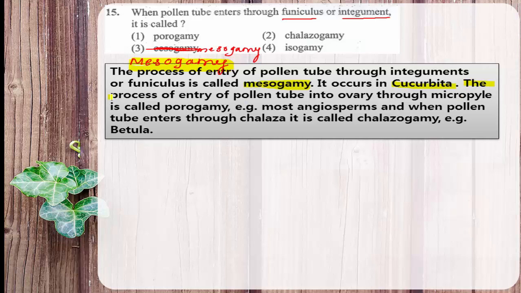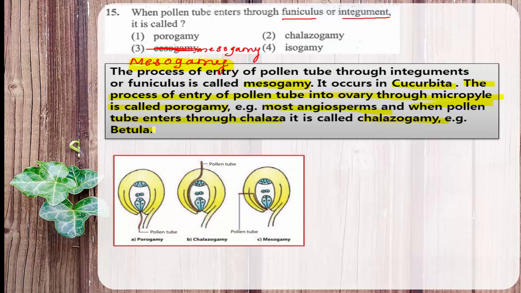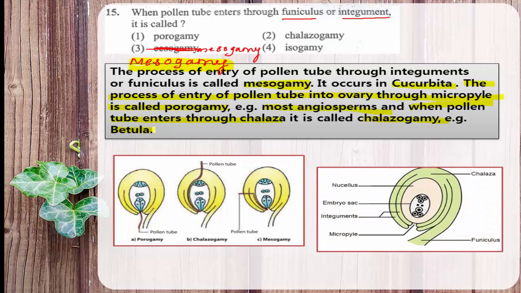The process of entry of pollen tube into the ovary through the micropyle is called porogamy. Example, most of the angiosperms. In almost all the angiosperms, maximum angiosperms, porogamy is observed. When pollen tube enters through the chalaza, it is called chalazogamy, and example is Betula. The same here I have shown with the help of an image.